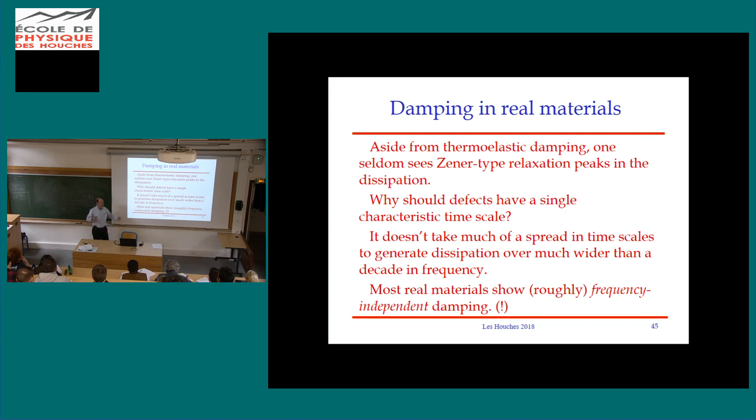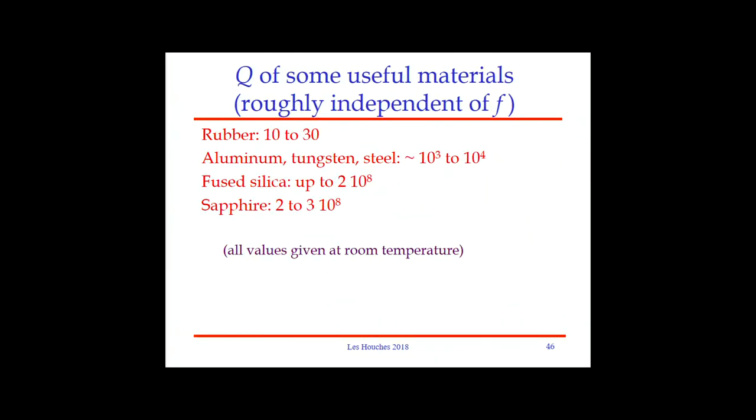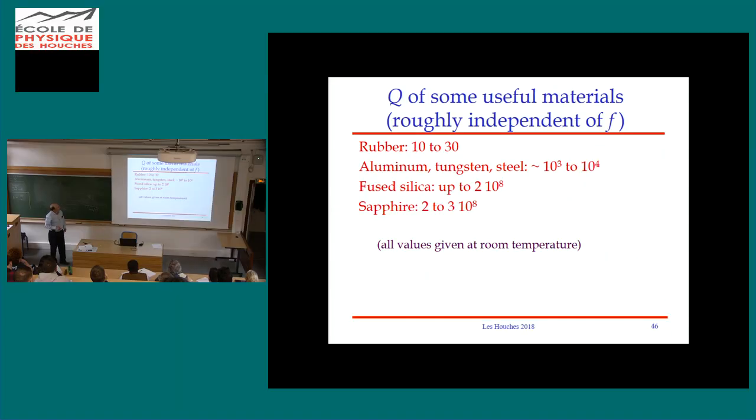Okay. And here are the numbers. Most metals that you would get from a supply room next to a machine shop, around 1,000. Really highly damped materials like rubber, 10 to 30. Crystals in the hundreds of millions, but now here is the miracle. This is the material science miracle that made gravitational wave detection possible.